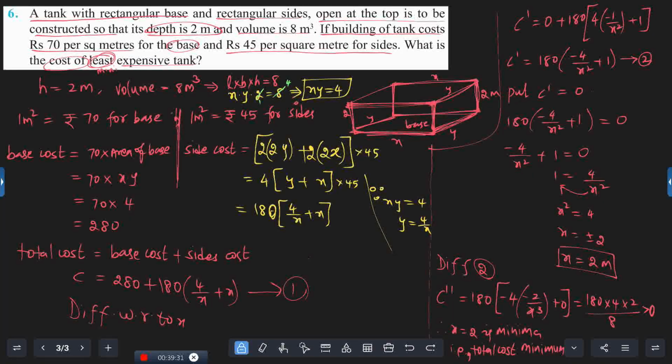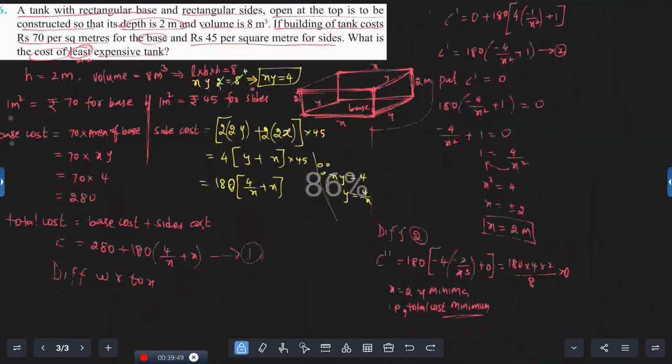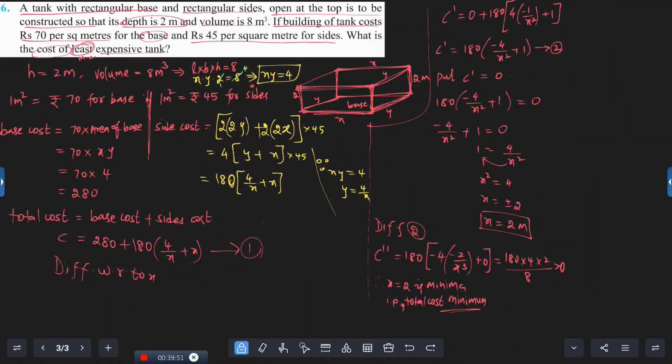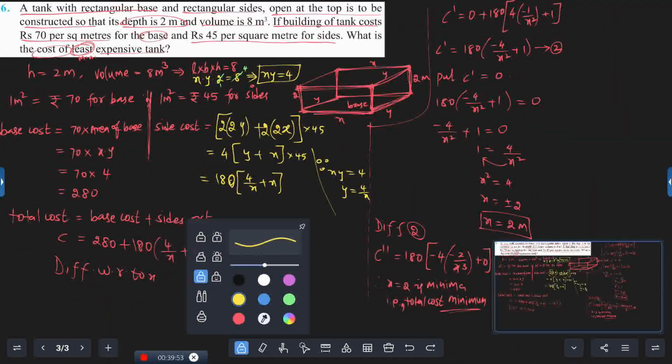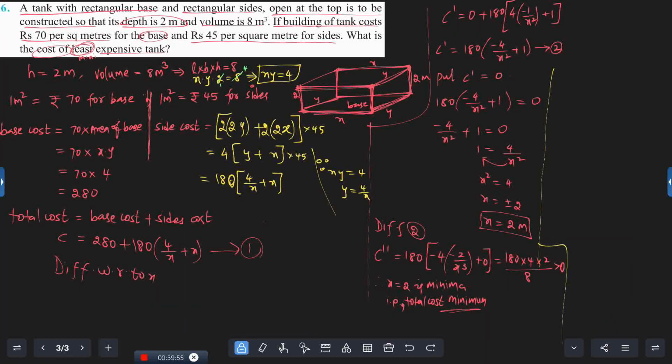If they ask what is the cost of the least expensive tank, so for the total cost, take the x value and substitute it in equation number 1. Let me make it a little smaller, wait. Okay, so now I am going to find the cost, on this side itself.